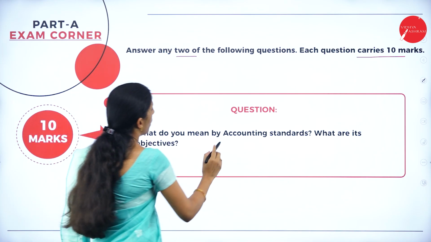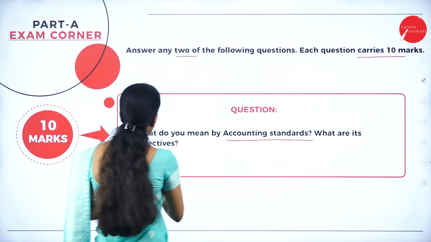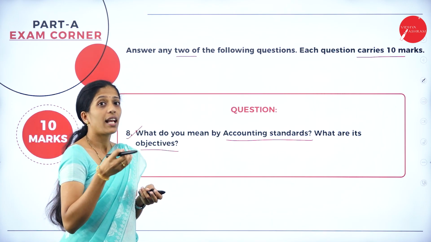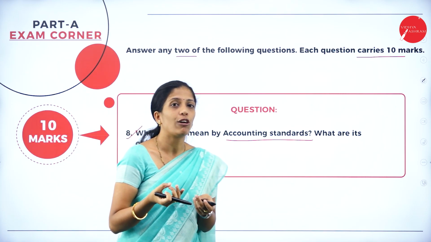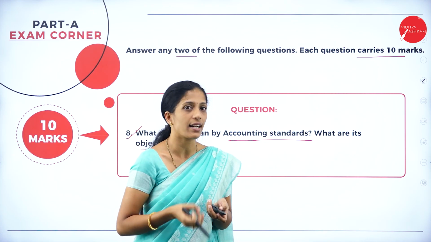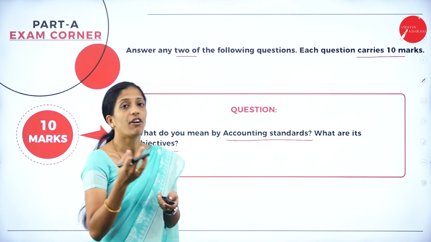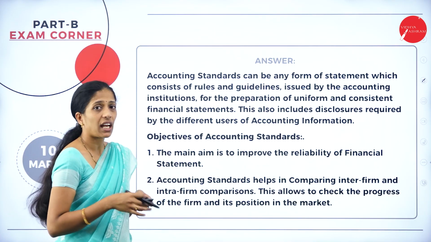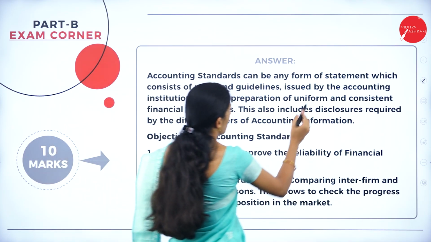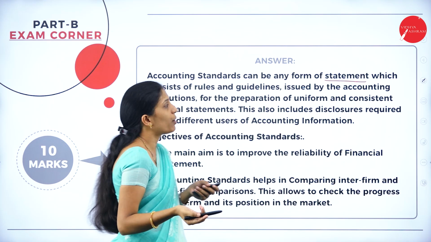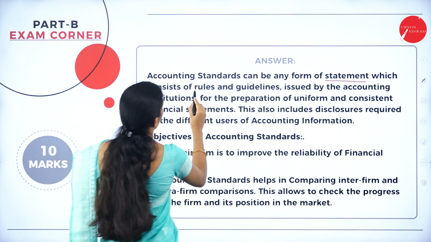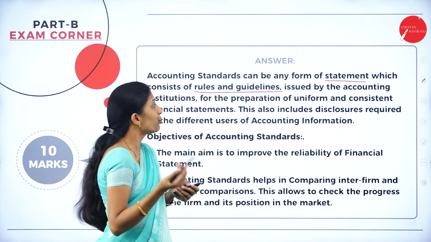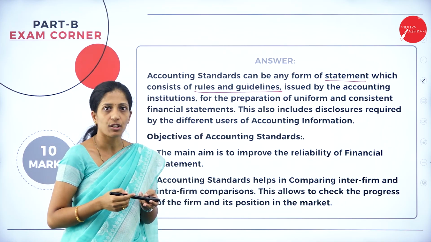What do you mean by accounting standards? What are its objectives? So, they have asked you what is the meaning of accounting standards and what are its objectives. Let us see how you have to answer this question. So, accounting standards can be any form of statement which consists of rules and guidelines used by the accounting institutions.